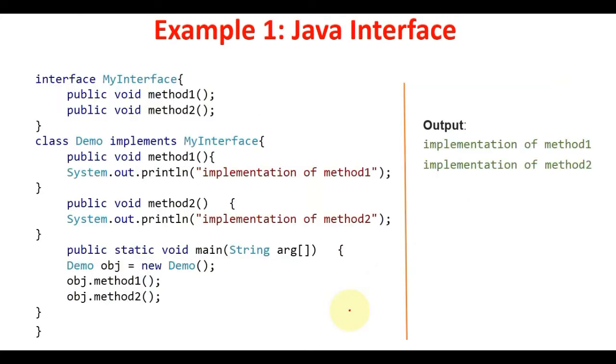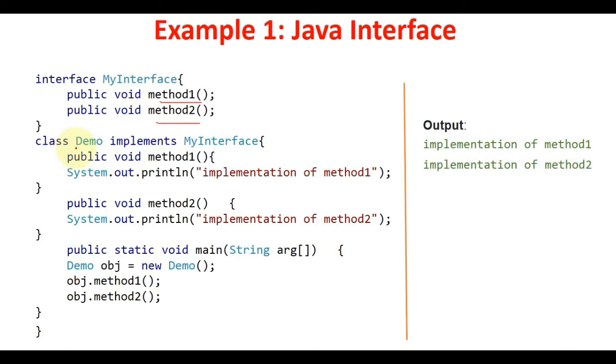As you can see, there is an example of an interface. First of all, we have declared an interface, MyInterface, and there are two methods, method1 and method2, without any body. As we can see, a method of an interface will not have any body.